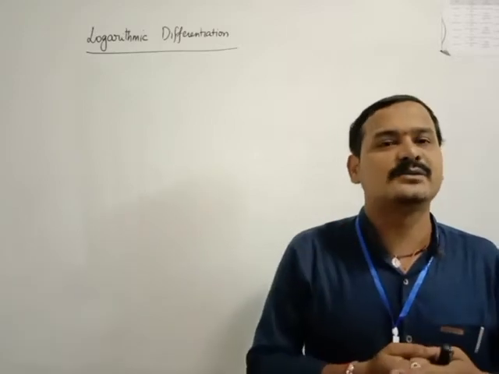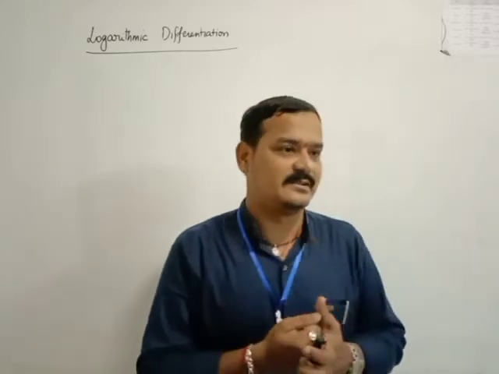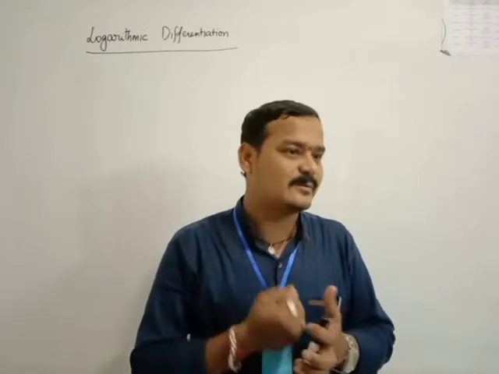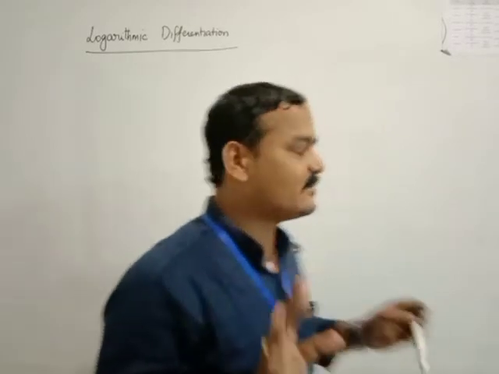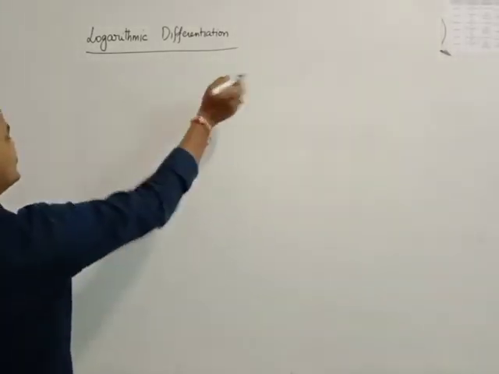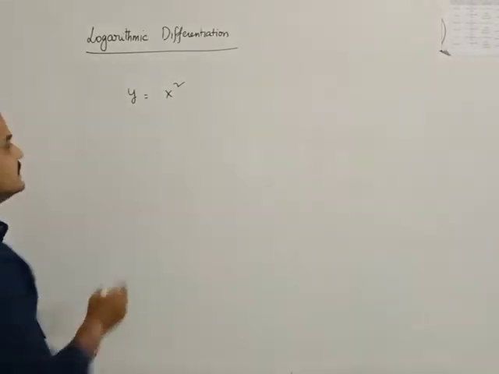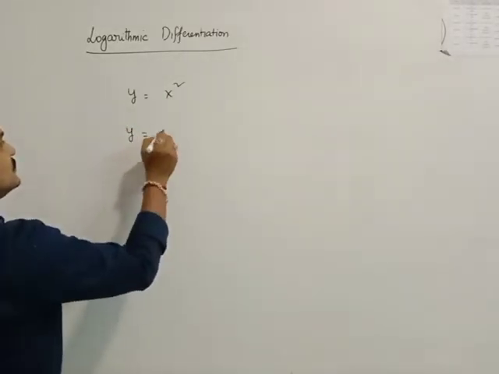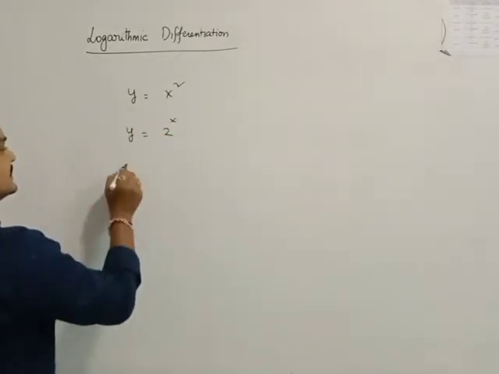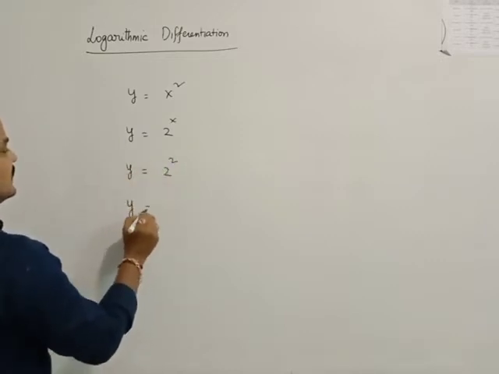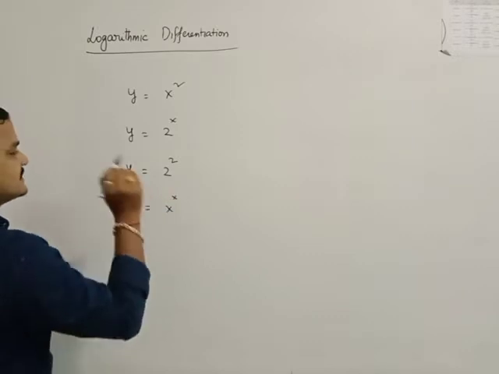Then how do I know when I can apply the logarithm, while the problem is given? I am writing the forms of the concept. For example, y is equal to x square is one function. y is equal to 2 power of x is one function. y is equal to 2 power of 2 is one function. y is equal to x to the power of x is a function.